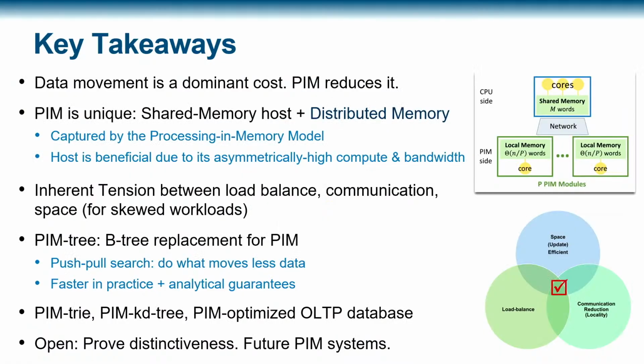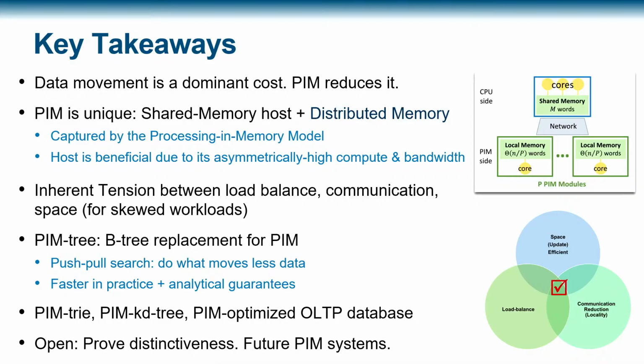And so again, the key takeaways: data movement is the dominant cost. I don't think that's going anywhere. Processing memory is a way to reduce it. I've argued that PIM is unique. It has both a shared memory and a distributed memory in a coordinator-worker style. We've advocated for this processing memory model as one way to think about that. You have shared memory metrics, you have distributed memory metrics.